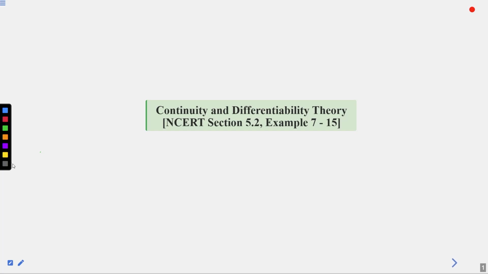In today's lecture, we will practice some questions based on continuity and differentiability theory portions. And the questions will be from NCERT section 5.2, example 7 to 15. So let us start.